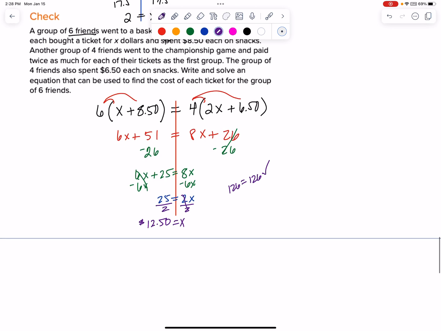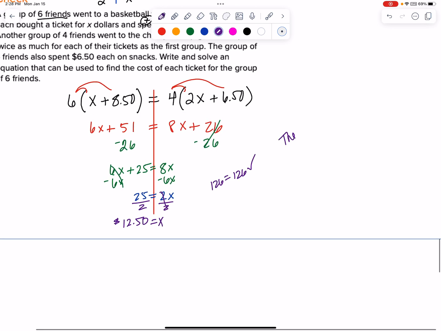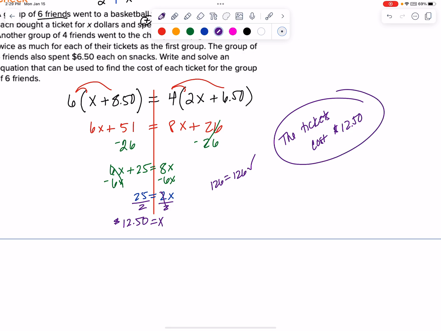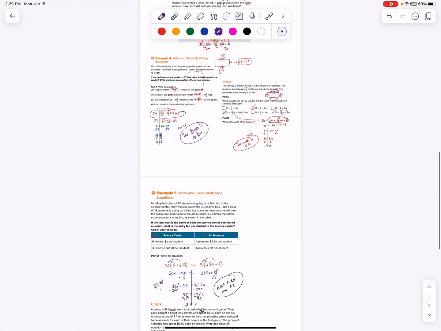So the ticket costs $12.50. There we go. Okay. All right, so we're good. All right, so that's everything there.